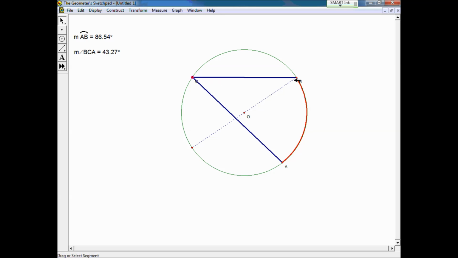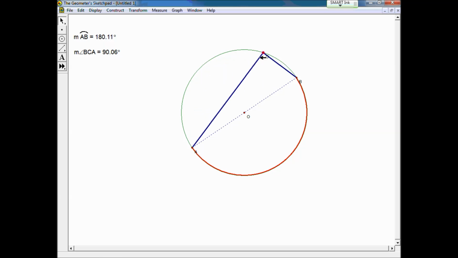Now, what if I put A so that it's exactly on the diameter? So now this is supposed to be an arc of 180. It's a little hard to get it exactly 180, so I got 180.11. Notice that C will always be 90, or about 90 in our case. So if you have an arc that is a semicircle, then the inscribed angle will always be a right angle because it'll always be half of the arc, and the arc was 180.